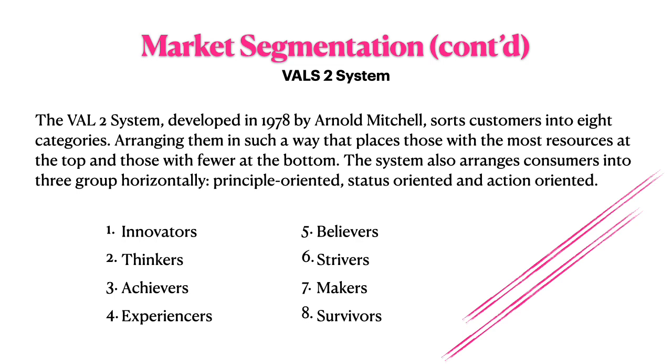The 8 categories are as follows: innovators, who are those that are on the leading edge of change. They have the highest income and enjoy luxury goods and services. Thinkers, who are motivated by ideals, have high incomes, but are practical customers who center activities around their families. Achievers are motivated by achievement. They are work and family oriented and favor established brands.